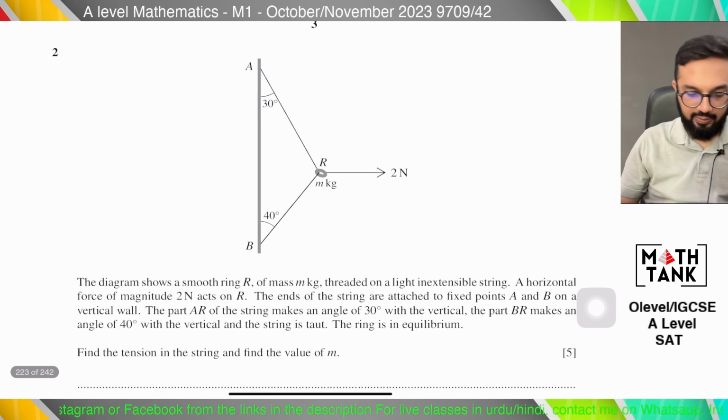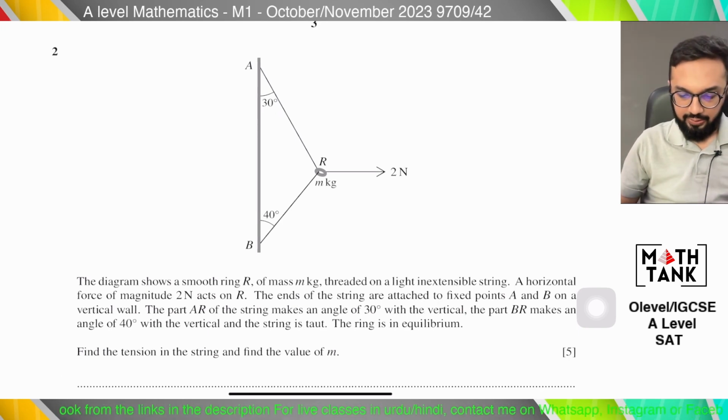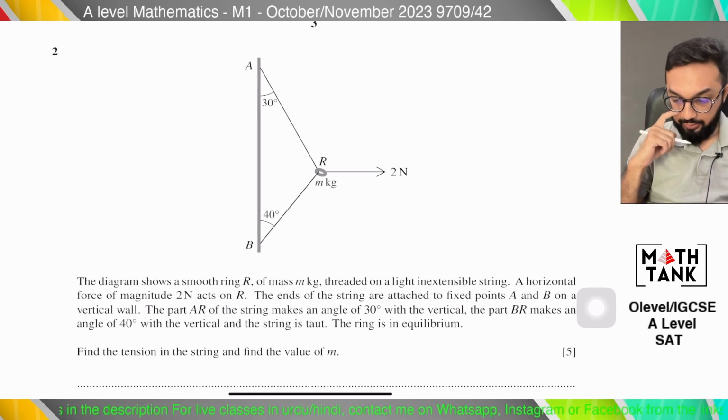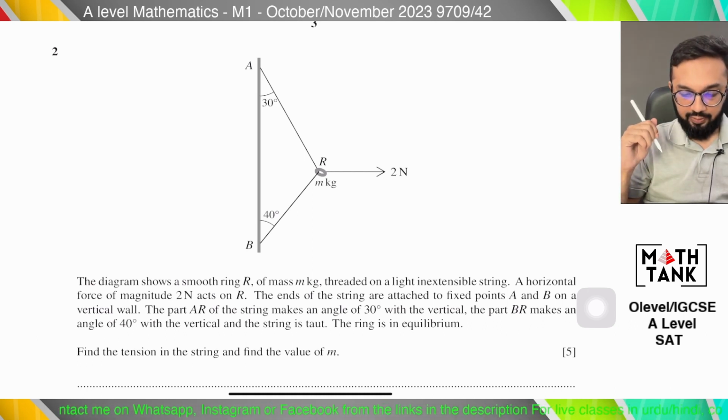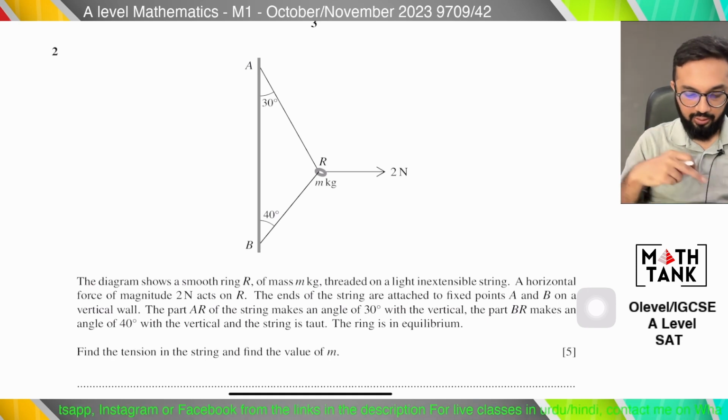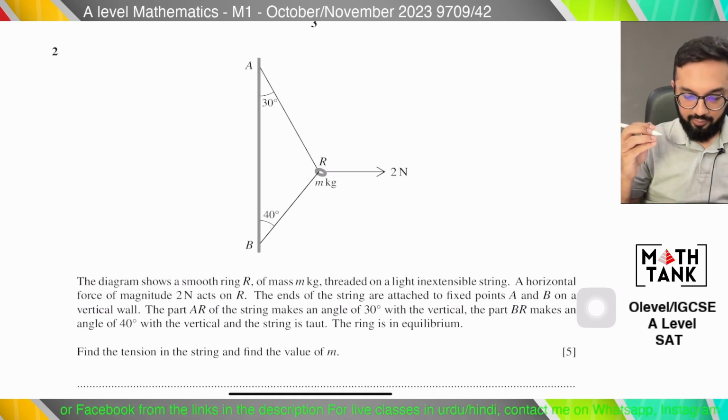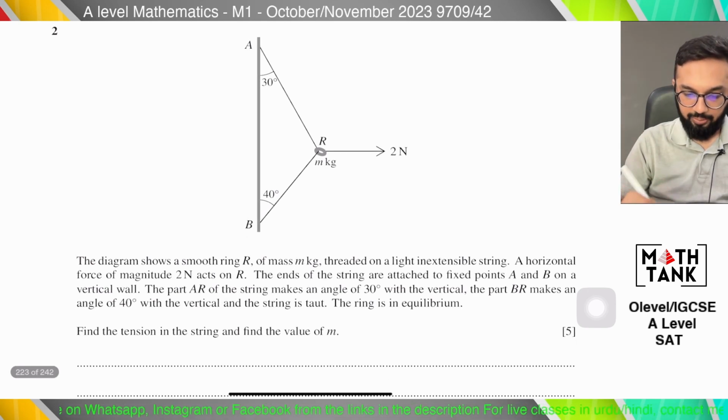Moving on to the next one, it says the diagram shows a smooth ring R of mass m kg threaded on a light inextensible string. A horizontal force of magnitude 2 newtons acts on R. The ends of the string are attached to fixed points A and B on a vertical wall. The part AR of the string makes an angle of 30 degrees and the part BR makes an angle of 40 degrees with the vertical, and the string is taut. The ring is in equilibrium.